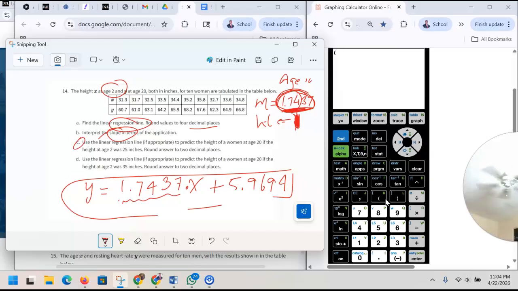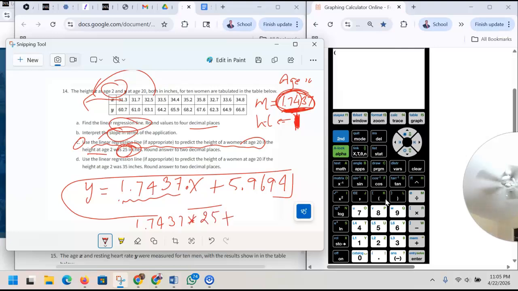And part C is use the linear model to predict the height at 20. At age 2 it was 25. I think it's asking about a value that is outside the range. See the 25 inches. So you could also do 1.7437 times 25 plus 5.96, and you put this on the calculator and you can get the answer.